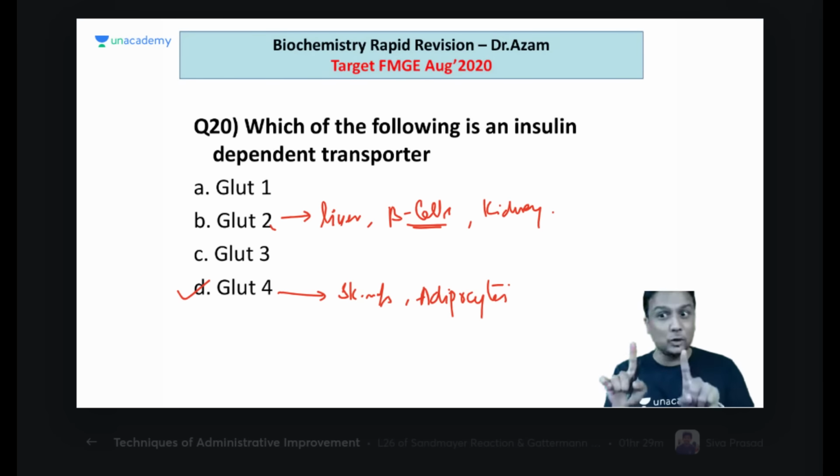And GLUT1 will be present in your brain, and it is present on the RBCs. Even a recently asked question in the exam: it is also present on the placenta, guys. Both GLUT1 as well as GLUT3 are found in your brain, RBC, placenta, and so on. GLUT2 will be present on the liver, beta cells of the pancreas and kidney, and GLUT4 on the skeletal muscle and adipocyte. Remember, it is the insulin dependent transporter, my dear friends.